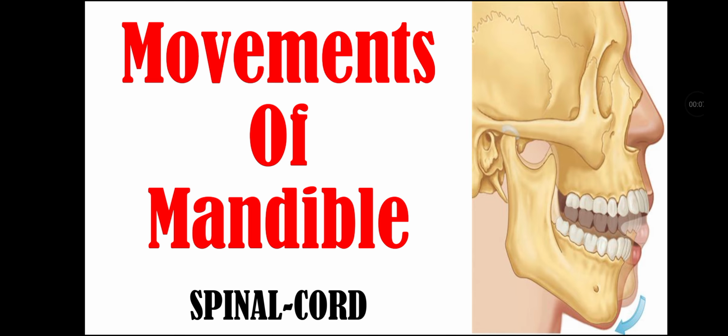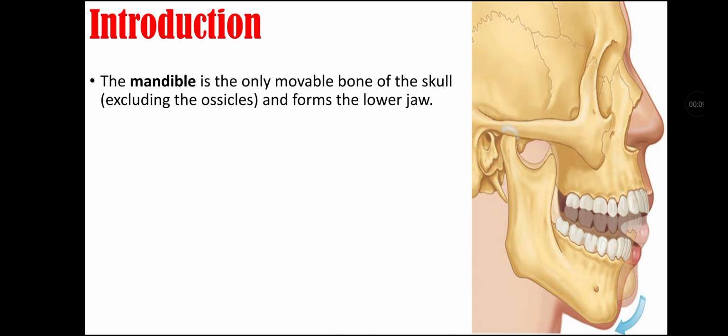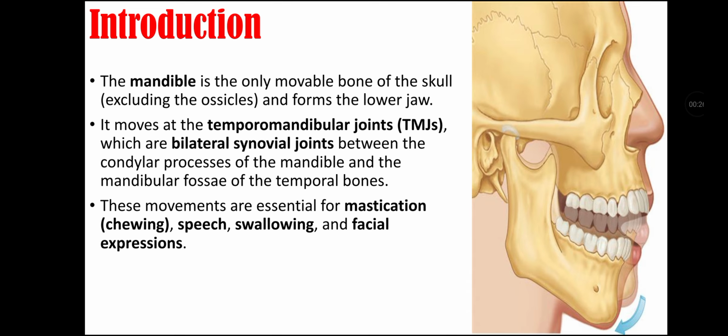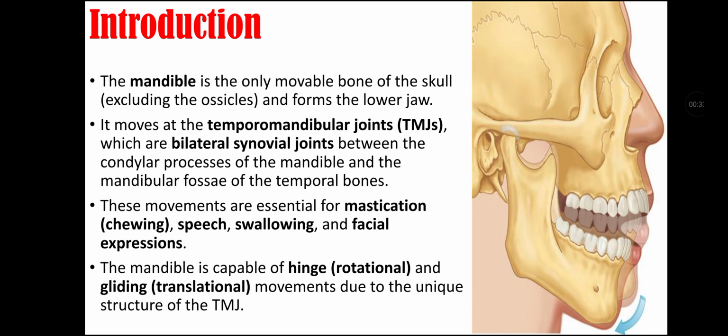So let's start our topic with introduction. Mandible is the only movable bone of the skull excluding the ossicles that forms the lower jaw. It moves at the temporomandibular joint, which is a bilateral synovial joint between the condylar process of mandible and mandibular fossa of temporal bones. These movements are essential for mastication, speech, swallowing, and facial expressions.